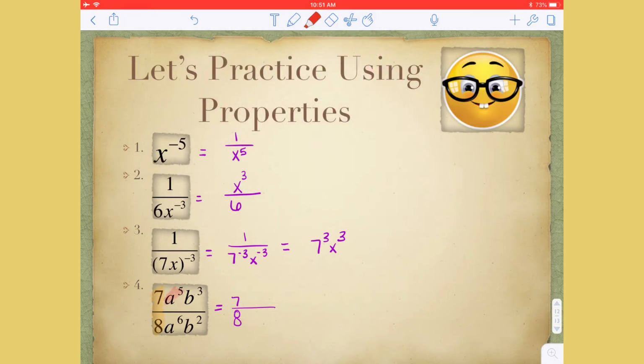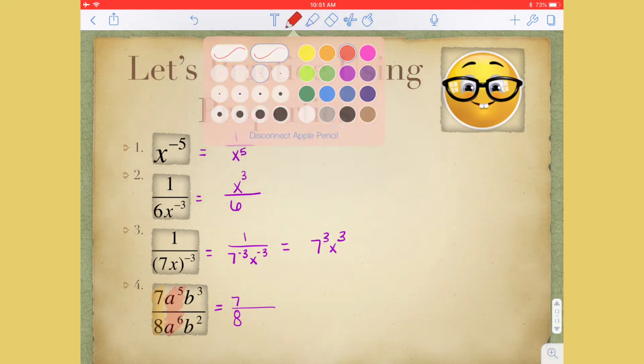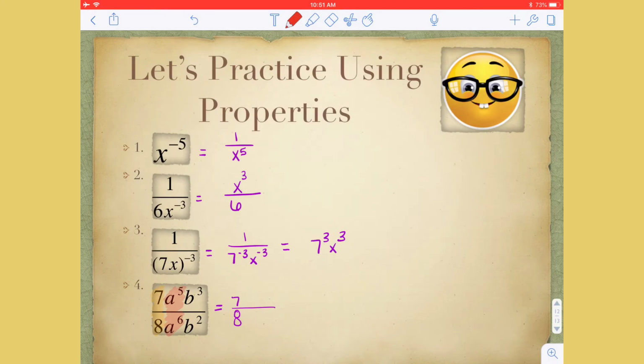I'm then going to move to my A values that you see I'm highlighting in red. And because those are one's on top and one's on bottom through division, I'm going to be finding a to the 5 minus 6, which equals a to the -1. So I'm going to go ahead and put that on top.